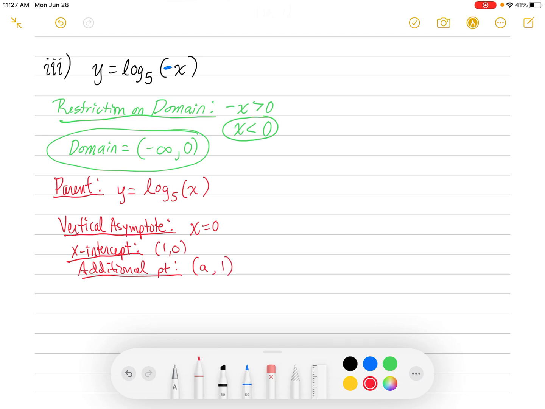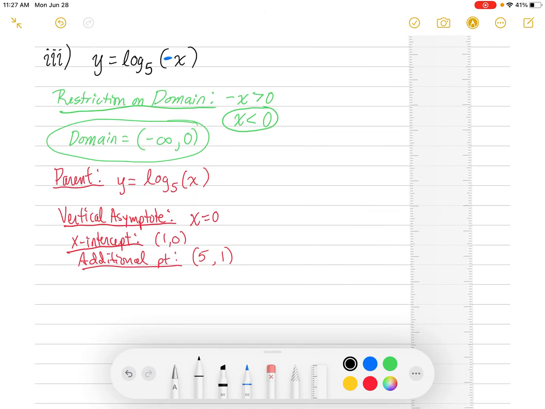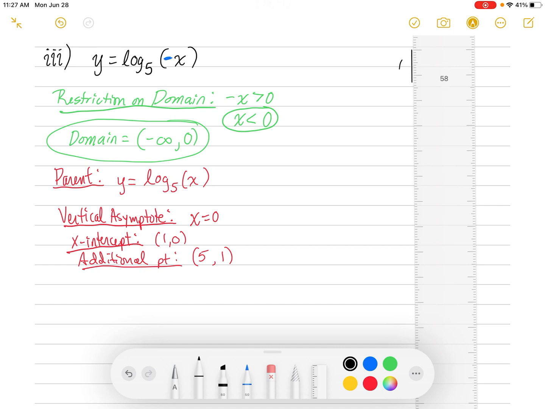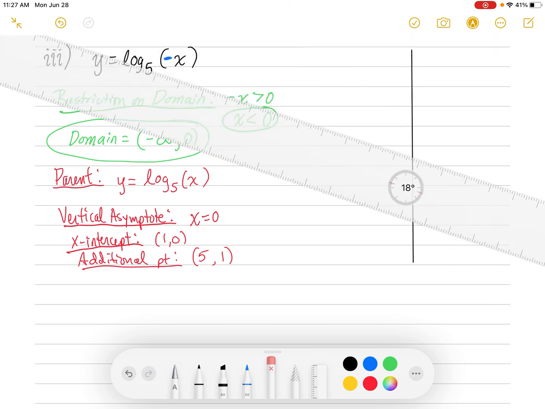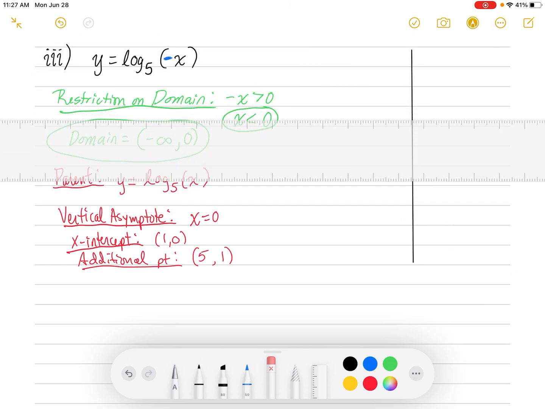Always at (1, 0). And then you also have the additional point, which is going to be at (a, 1). But wait, what's a? A is 5, right? We're talking about log base 5, so (5, 1). So if I graph this out, leave myself enough space, hopefully.